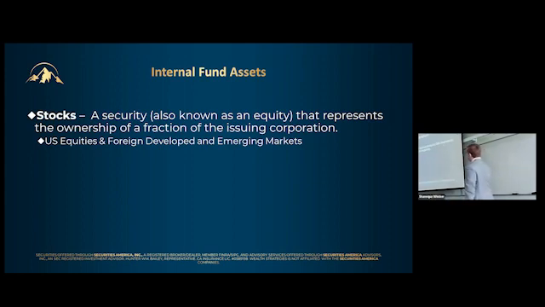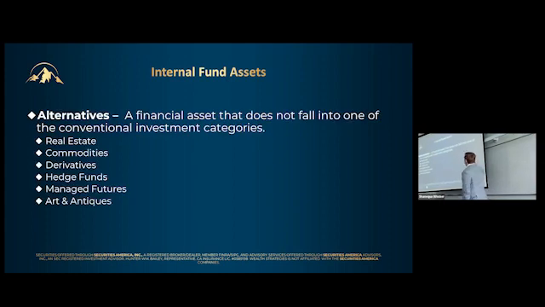Alternatives can also be part of funds, like we spoke about before. Funds can do pretty much whatever they want as long as they disclose it. So alternatives are a financial asset that does not fall into any of the conventional investment categories. We're not thinking about equities or bonds; we're thinking about all the different stuff like real estate, like we mentioned, publicly traded REITs, and commodities like gold and silver.